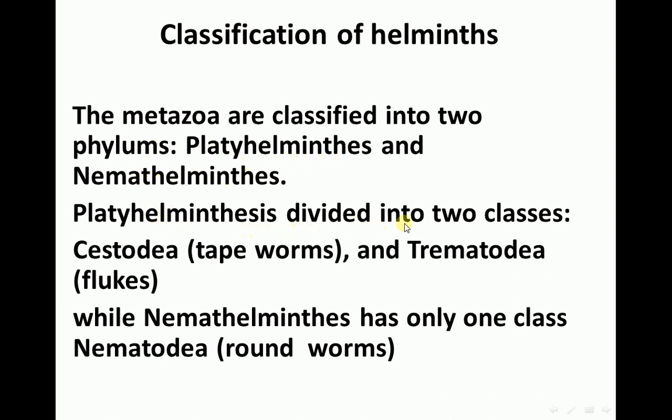Platyhelminthes is divided into two classes, which are Cestoda, the common name is tapeworms, and class Trematoda, the common name is flukes. While Nemathelminthes has only one class called Nematoda, the common name is roundworms.